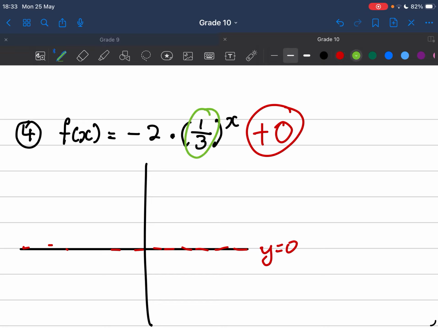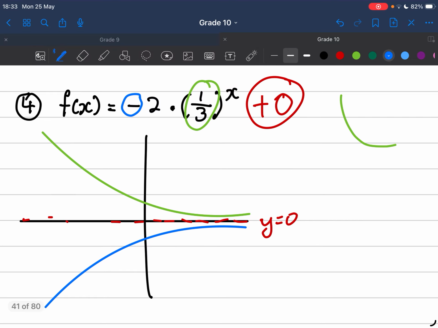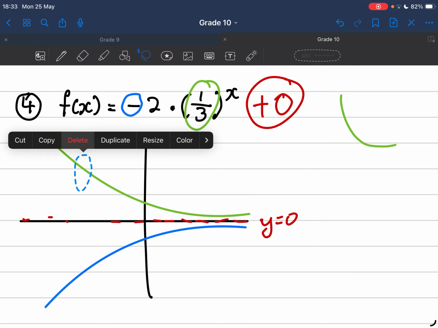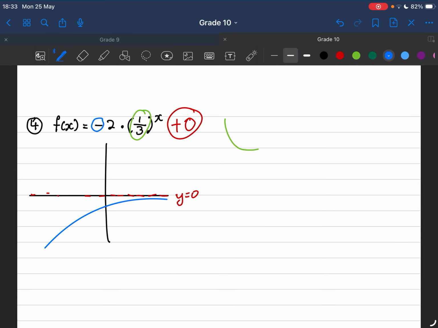Now this tells me my shape is a decreasing shape, so my graph would have looked like this, right? It would have looked like that, but the problem is that this is a negative value, so this needs to reflect. So I don't want that green graph, it's going to be wrong. It needs to be like that. It's a reflection of that green graph, right? So I'm just going to go ahead and delete that. That's the wrong one, simply because it needs to be a reflection of that decreasing graph.